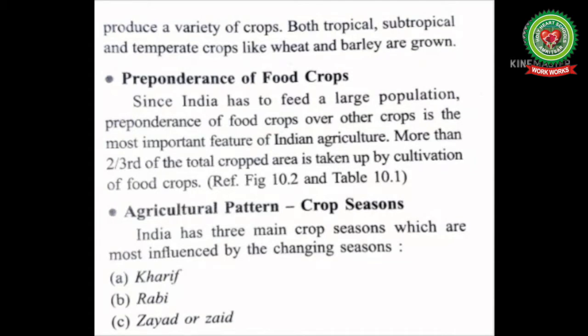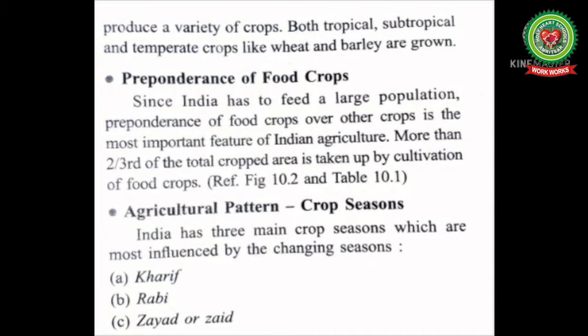Since India has to feed a large population, preponderance of food crops over other crops is the most important feature of Indian agriculture. More than two-thirds of the total cropped area is taken up by cultivation of food crops. Students, to fulfill the demand of population, the Indian farmer has to focus on food crops instead of cash crops. Next point is agriculture pattern, that is crop seasons.